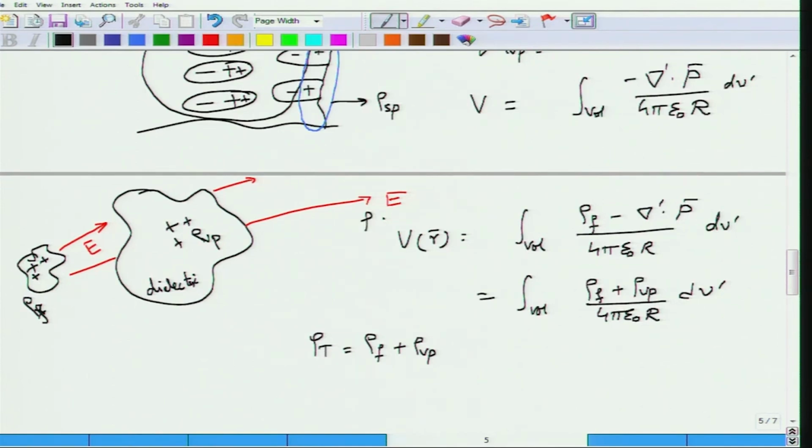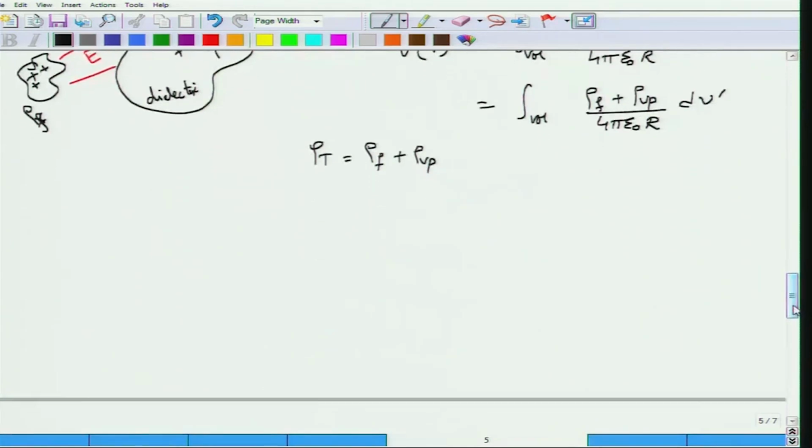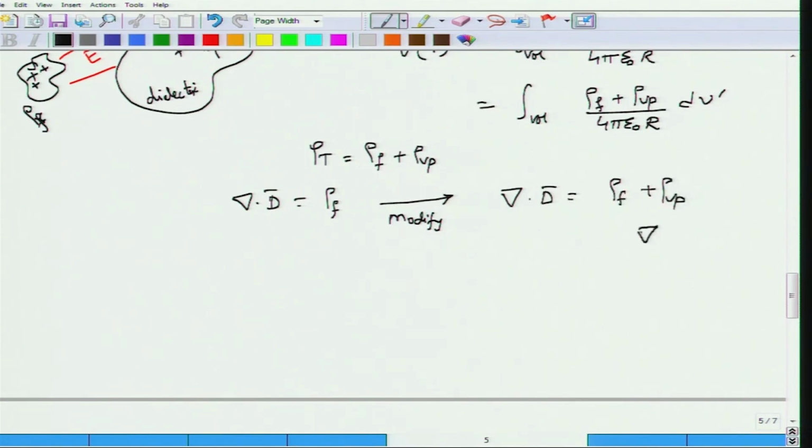Therefore, from the point of view at point P where I am calculating the potential, both these charges add to the potential, right. Therefore, Gauss's law has to be modified from del dot D equal to rho f, which would be valid if there is no dielectric in between, to del dot D equals rho f plus rho Vp. But what is rho Vp? Rho Vp is minus del dot P.